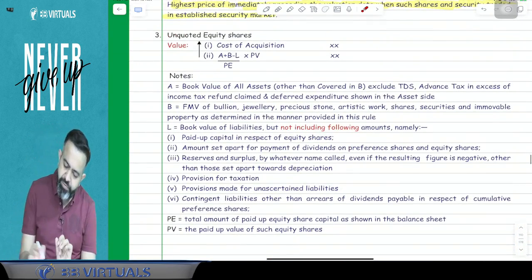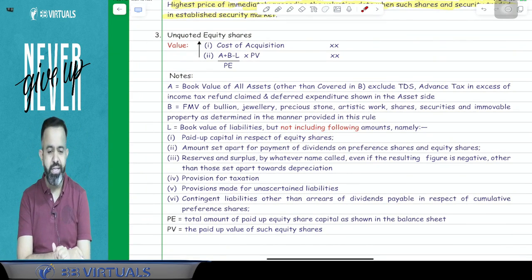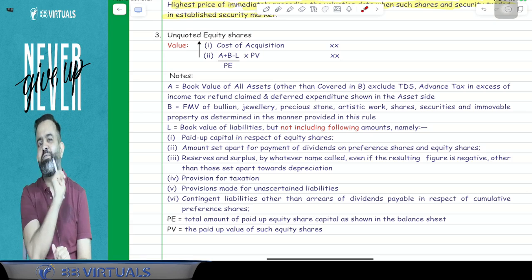Now guys, suppose you are having the unquoted equity share, then what will happen? So unquoted equity share, this point also we have discussed somewhere. I think in the accreted income we have discussed the similar concept. So here we will discuss that part.